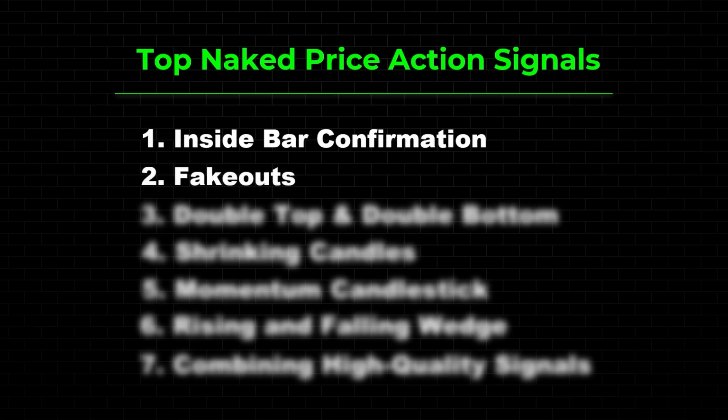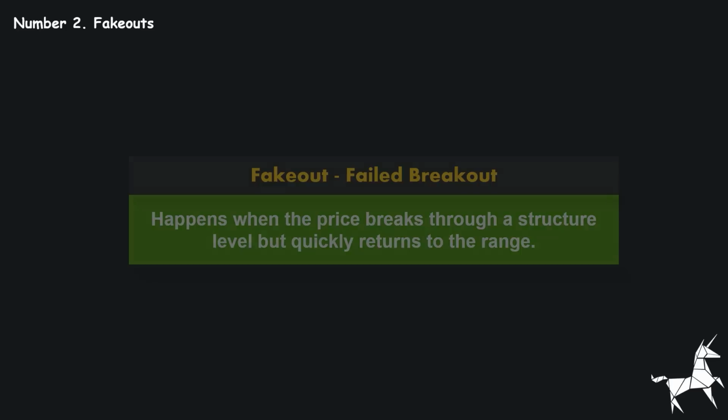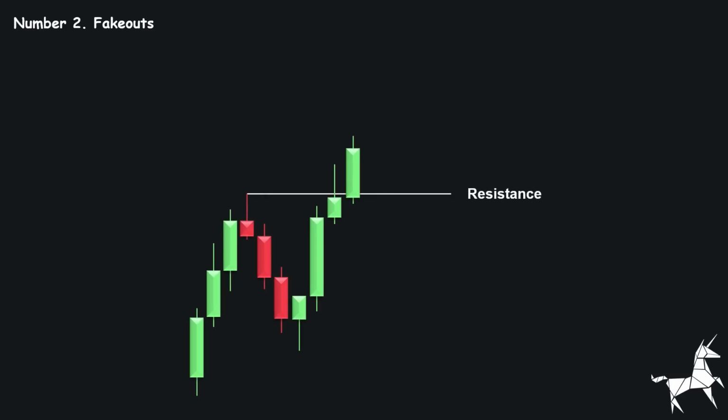Number 2. Fakeouts. A fakeout, or failed breakout, happens when the price breaks through a structure level but quickly returns to the range. For example, in an uptrend, if the market breaks through a resistance level and then returns to that area, the resistance becomes support, and we expect a rejection.